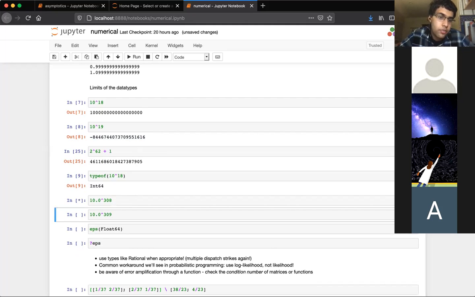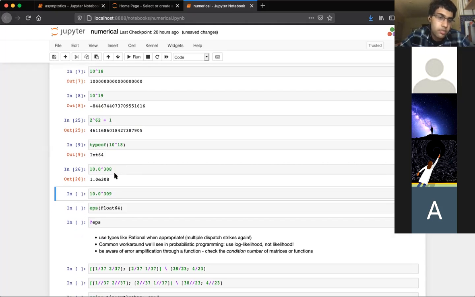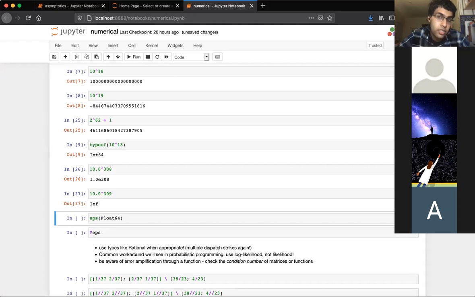Okay, and this happens in floating point numbers as well, but much further out. So 10 to the 308, that's fine. But if I go 10 to the 309, it just says that's infinity. That's too big to comprehend.